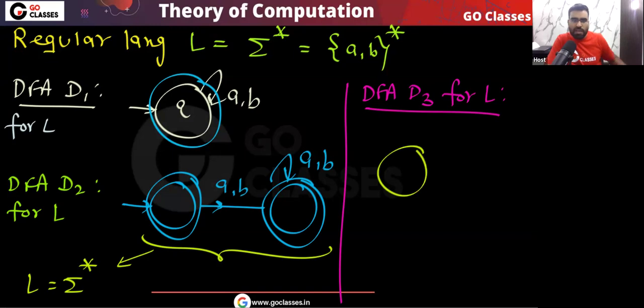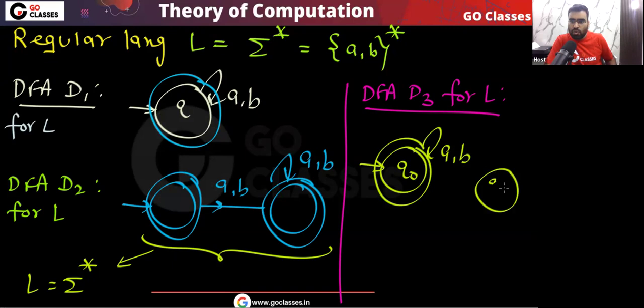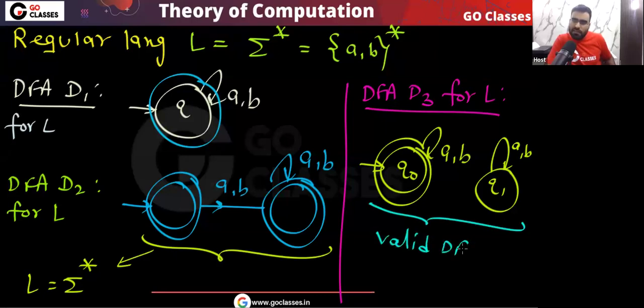For example, I can create this DFA where the initial state itself is a final state. And I can do this with a, b. This is your state Q0, and I can create this state Q1. Now you can see this is an unreachable state, but that is fine. Yes or no? This is a valid DFA, because here we have two states. This is the initial state. This is also a final state.